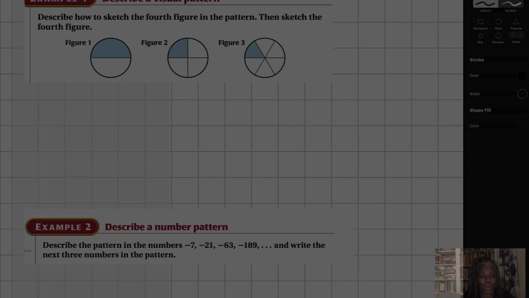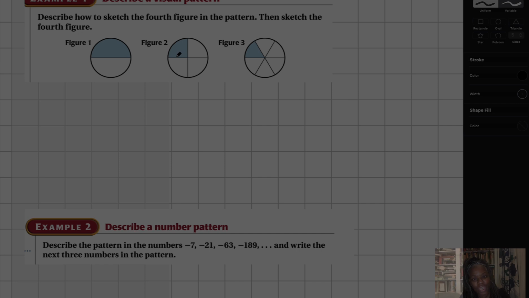Okay, so we are on to the examples. Let's look at example 1. You have it printed in your packet. It says describe how to sketch the fourth figure in the pattern and then sketch the fourth figure in the pattern. So what we're going to do is use inductive reasoning. We're going to look at the first figure, then the next one, and we're going to observe the differences and the changes. One thing I'm seeing here is that there's 2. Here there's 4. So we went from 2 to 4 and to 6. We went from 2 pieces, or 2 cuts in the circle, or a circle cut into 2 pieces.